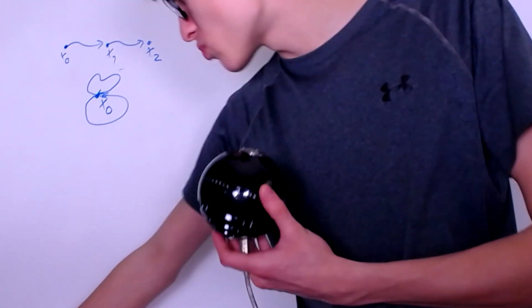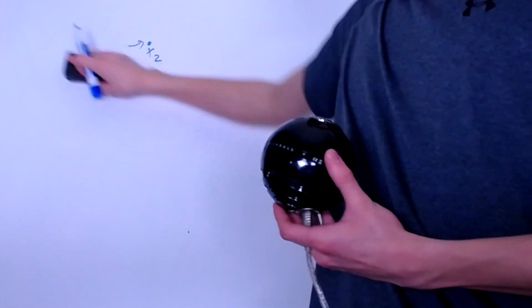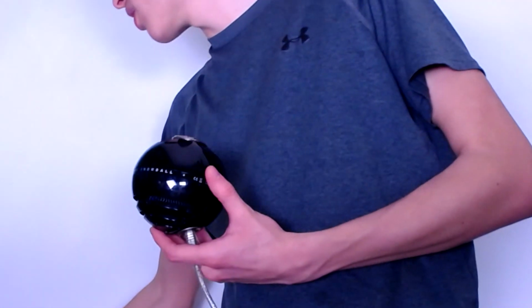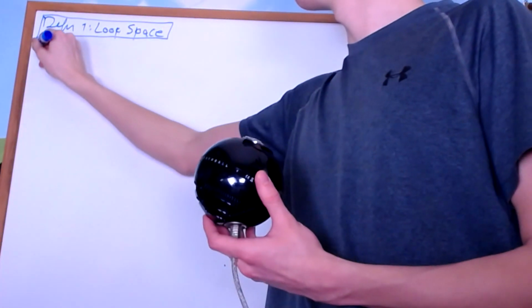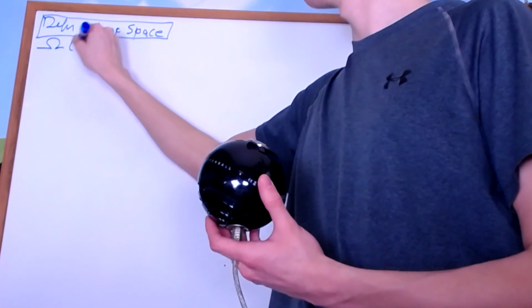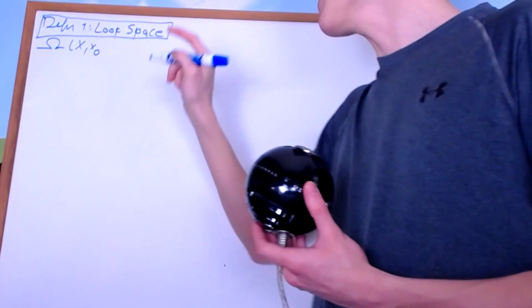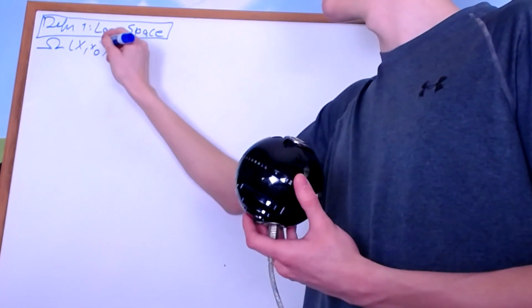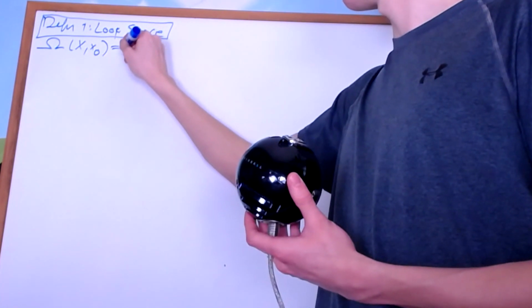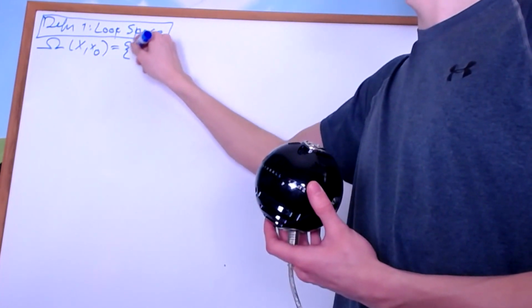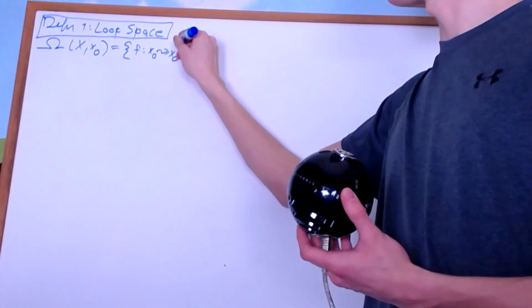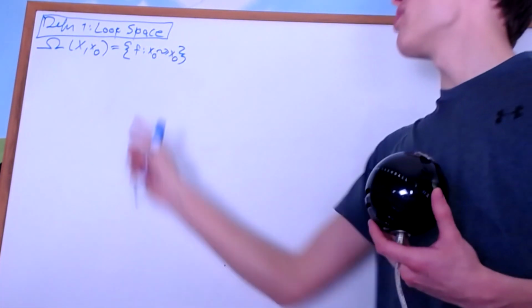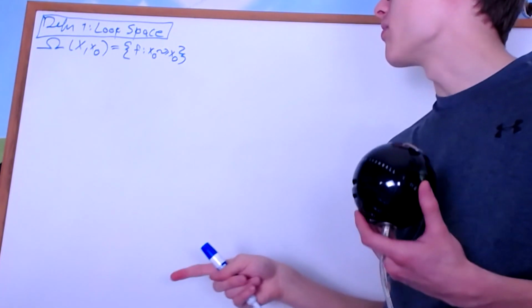And so that is why we're going to be looking at a restriction of the space of paths to just the loop space. The loop space is going to be written as omega of x at some base point x0. And it's going to be the collection of paths f from x0 to x0. So from that base point to itself.